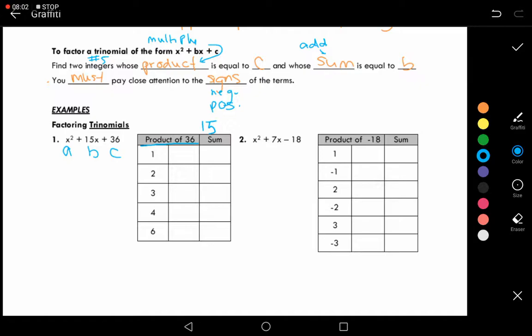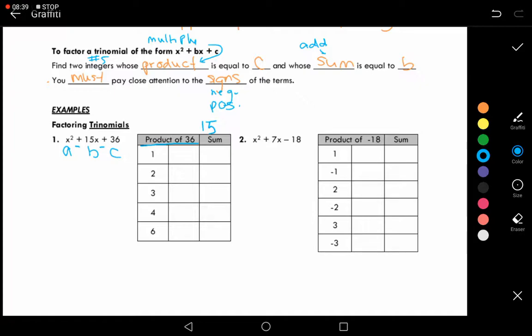Basically, the 1, 2, 3, 4, 6, these are just numbers there to start you off. On a test or an assignment, they won't necessarily be there. You would have to come up with those numbers. But you're always basically going to start with 1 and continue on. Because in this example our b is positive and our c is positive, we don't have to worry about trying to find negative numbers, because the two numbers that multiply to give us 36 and add to give us 15 have to be positive.